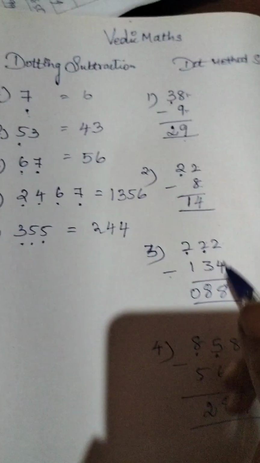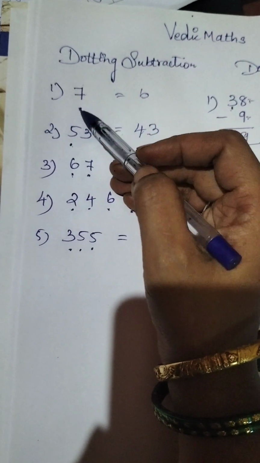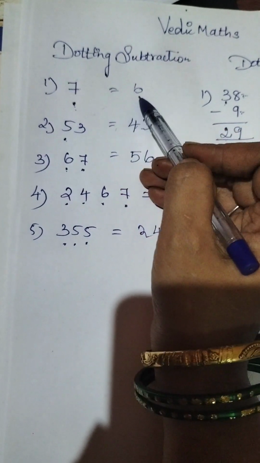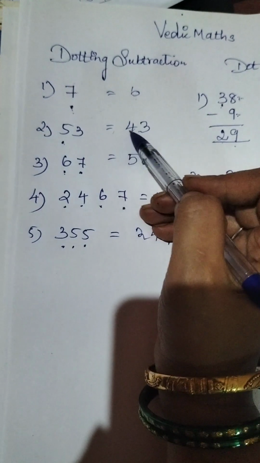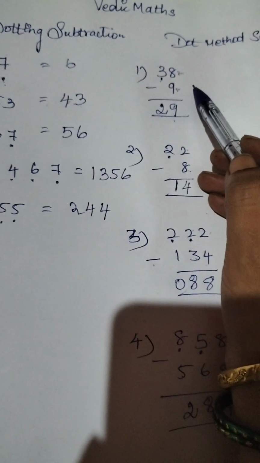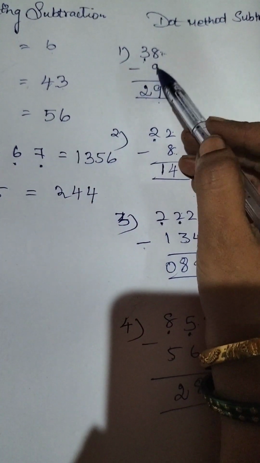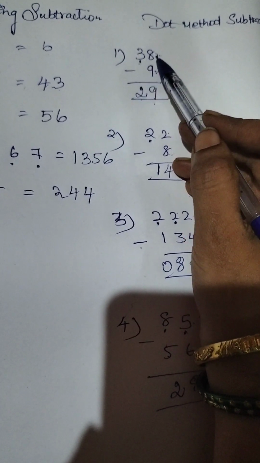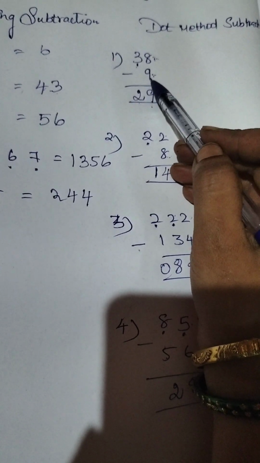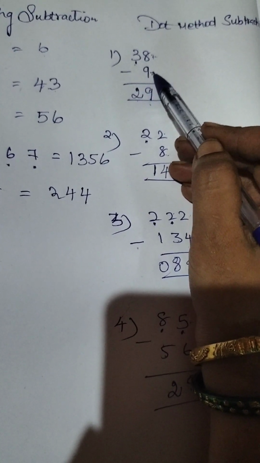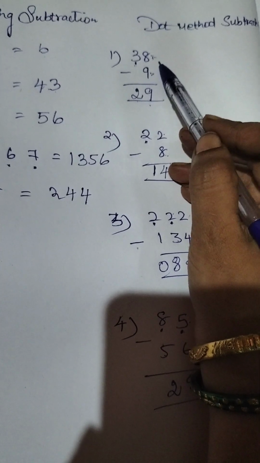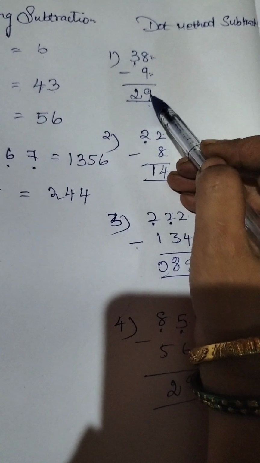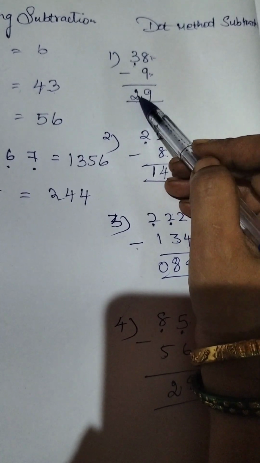Once again we recall. Below the number, if a dot is there, it is subtraction. So 7 dot means 6. 5 dot means 4. 3. Then go for dot method. 8 and 9 not possible. So we keep the dot on the first number. Then we check the down number for framing the 10. So 9 plus 1 is 10. That 1 bring to the upper number. Then it becomes 9. Write 9. Then subtracting 1, write 2.